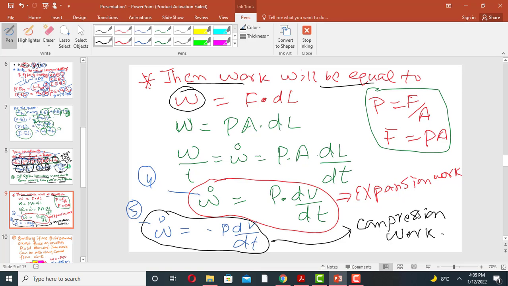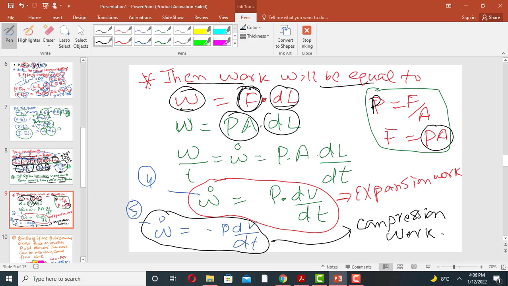If the boundary of the system is movable, then the work will be equal to the following. In this case, W is the work, this is the force, and this is the displacement. As we know, work is equal to force into displacement. Pressure is force per unit area, so force is nothing but the product of pressure and area. So in place of force, we will write P A into dl.